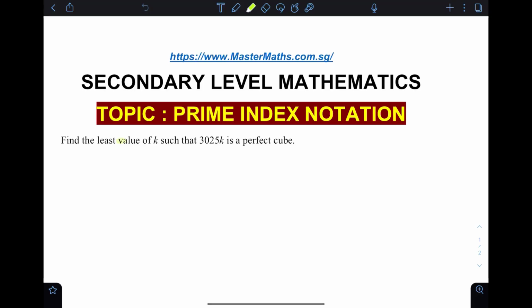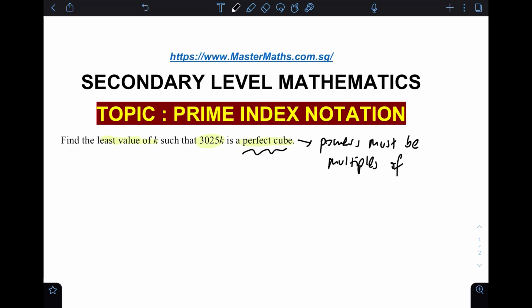Find the least value k such that 3025 times k is a perfect cube. Now, to be a perfect cube, powers must be multiples of 3. Okay, so let's see what is 3025 in its prime index notation.